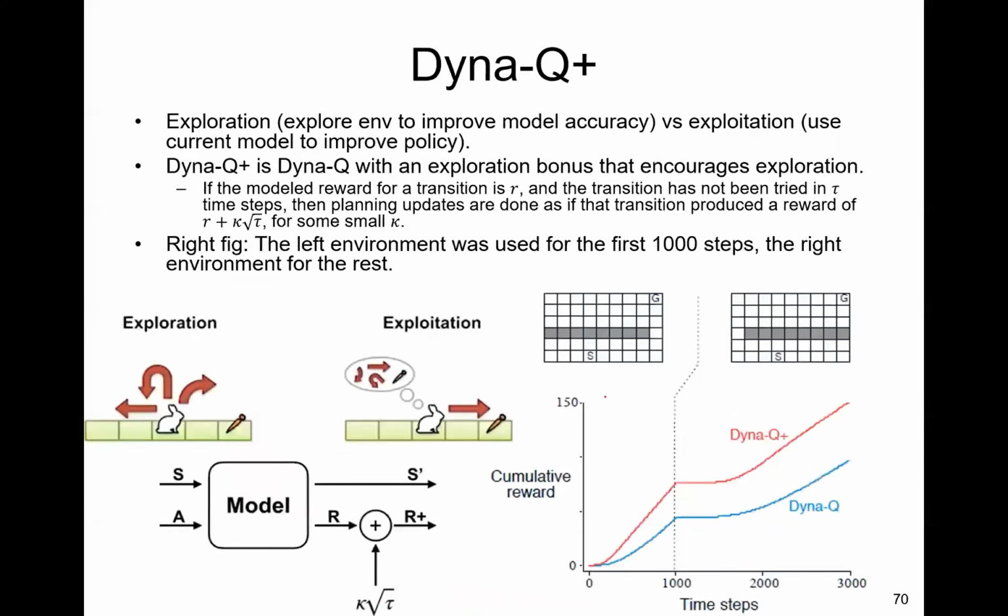So Dyna-Q Plus essentially adds an exploration bonus to encourage exploration. It adds kappa times the square root of tau, where tau is the number of time steps the transition has not been tried. So the longer a transition has not been tried, the more likely that it's stale and out of date, so it may have changed. So by adding this exploration bonus, it preferentially explores the transitions that have not been visited for a long time.